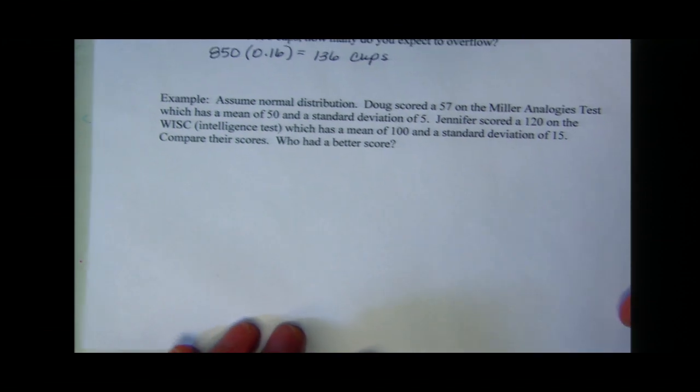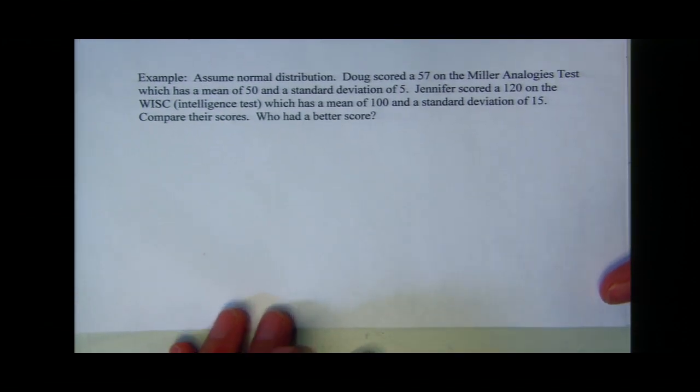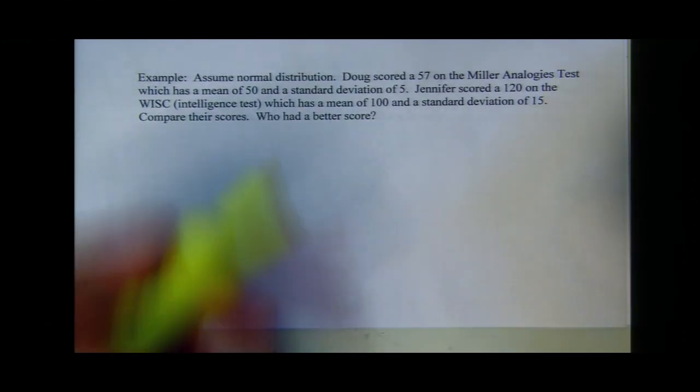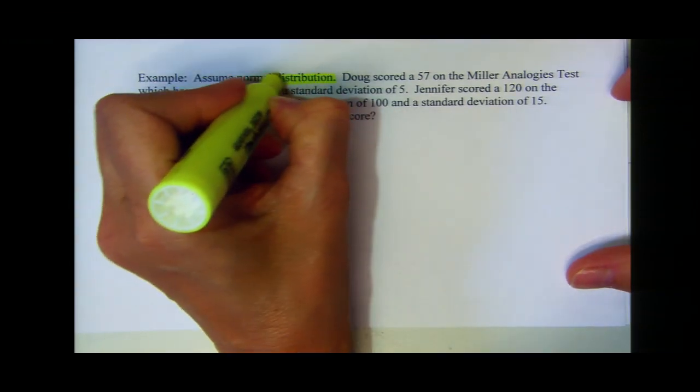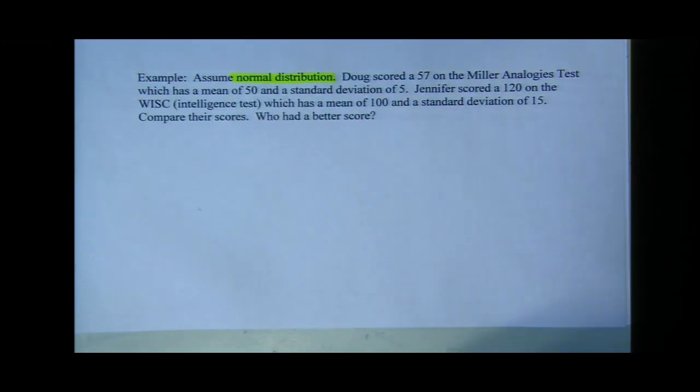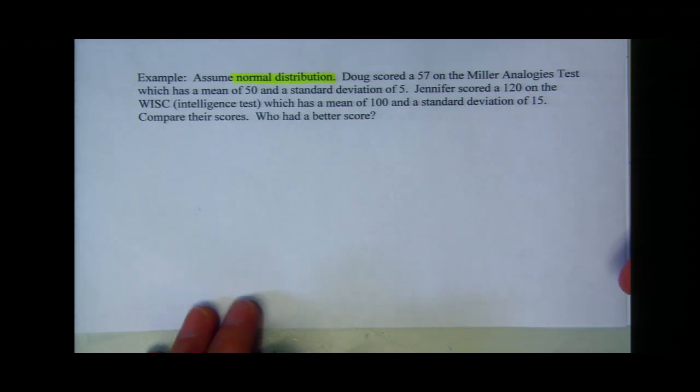All right, last example in this section. Assume normal distribution, and we have that Doug scored a 57 on the Miller Analogies Test, which has a mean of 50 and a standard deviation of 5. Jennifer scored a 120 on the WISC test, which has a mean of 100 and a standard deviation of 15. Compare their scores. Who had a better score?